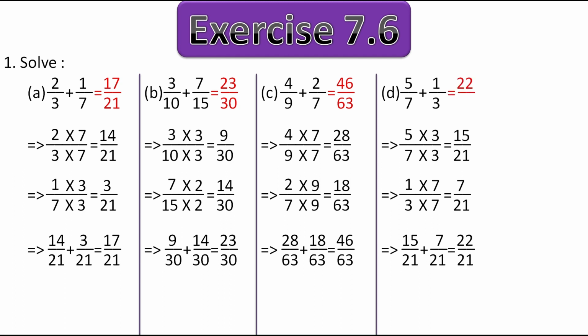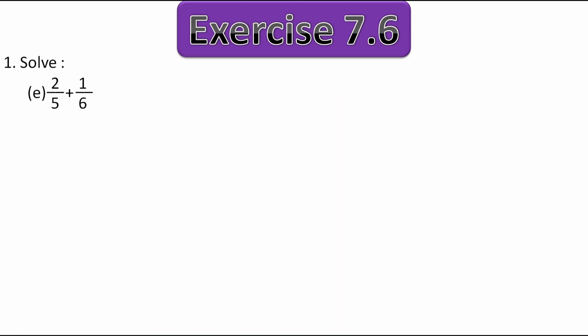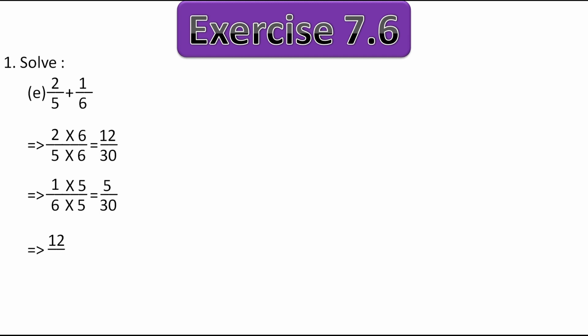Okay. Now let's move to the next one, that is E1. 2 upon 5 plus 1 upon 6. Again we have denominators as co-prime numbers. So take 2 upon 5 and multiply it with 6, and I got the answer as 12 upon 30. I'll take now 1 upon 6 and multiply it with 5, so I got the answer as 5 upon 30. Now I have denominators same. So 12 upon 30 plus 5 upon 30 is equal to 17 upon 30, which is the answer.